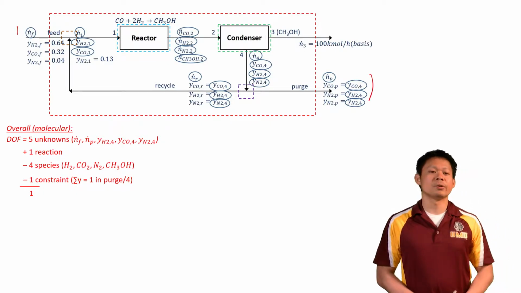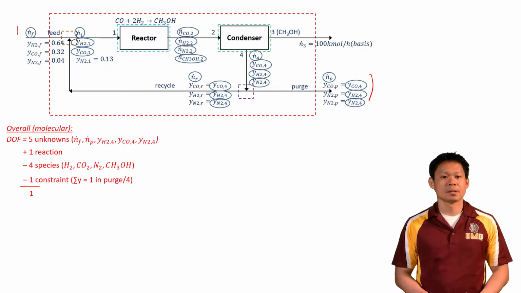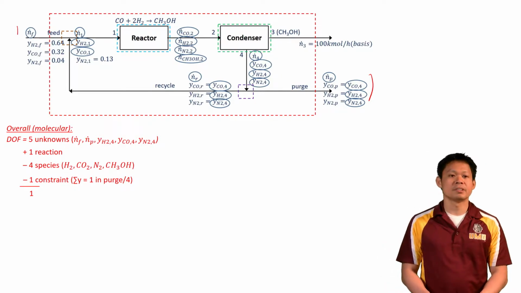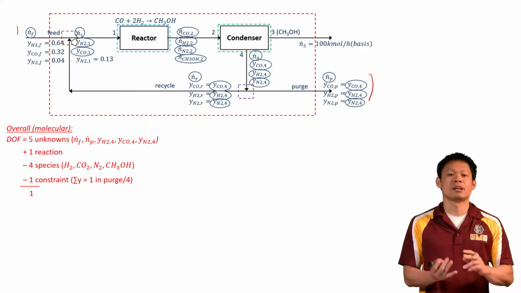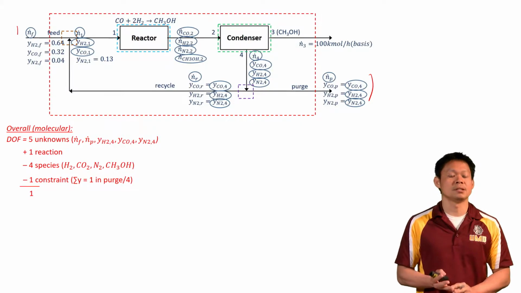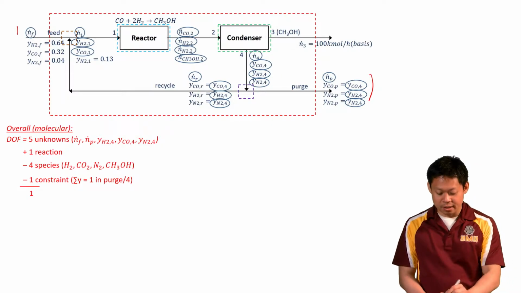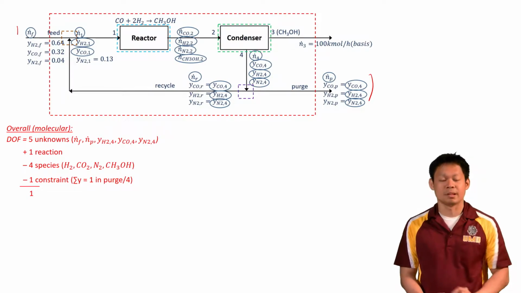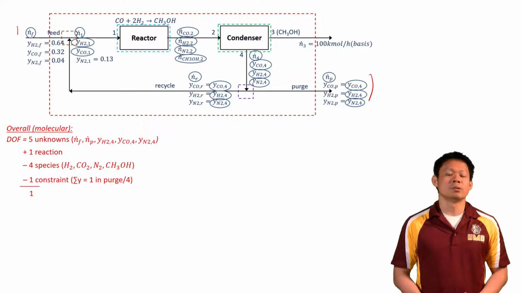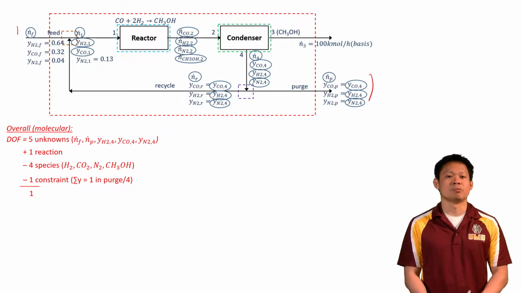We have 1 reaction going on in this overall system. And we have 4 different species. We have our hydrogen, carbon monoxide, nitrogen, and our product methanol. So we have 4 species. And we have 1 constraint, so the sum of y must be equal to 1 in the purge stream, or in this case we have labeled it as stream 4. So in the overall, we have a degree of freedom of 1.